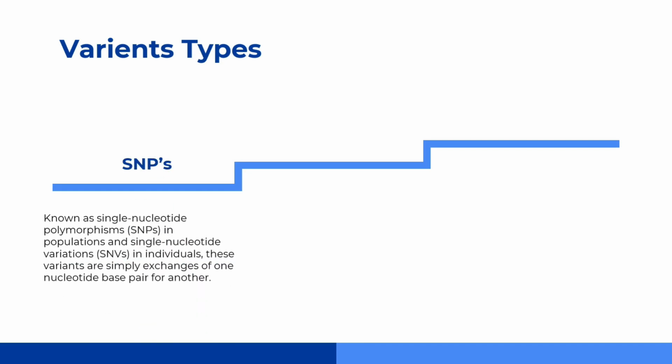Moving on, what are some kinds of variants? There are SNPs, single nucleotide polymorphisms, and SNVs, single nucleotide variations. If you are dealing with many individuals of an organism, they are called SNPs, and when you are dealing with a single individual, they are called SNVs. These variants are simply the exchange of one nucleotide base for another. For example, cytosine is changed into adenine, adenine is changed into thymine.